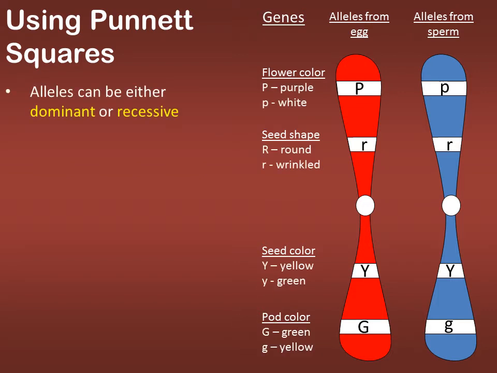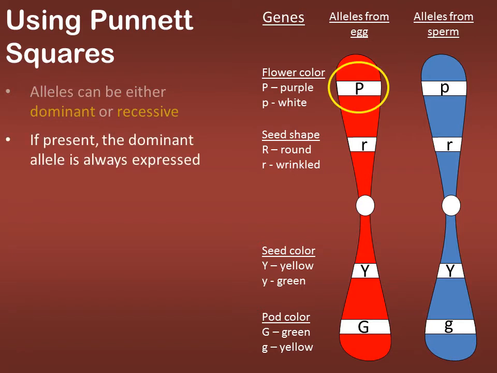Now, genes can typically have two or more alleles that follow a dominant or recessive system. So what we see here is two alleles for each gene, one that is dominant and one that is recessive. Dominant alleles are indicated by the capital letter and recessive by the lowercase letter. So for instance, we see in flower color that we have a dominant allele coding for the purple color of flowers and a recessive allele coding for the white.